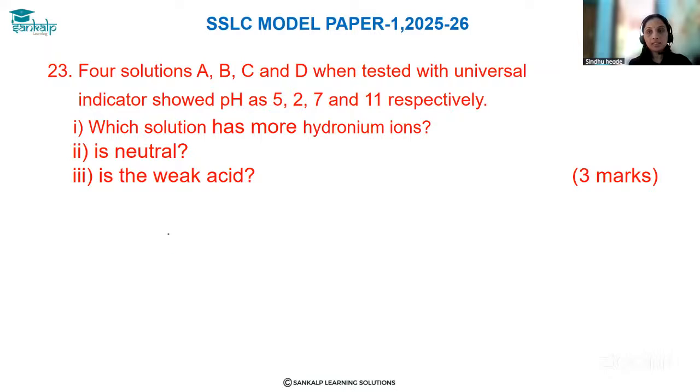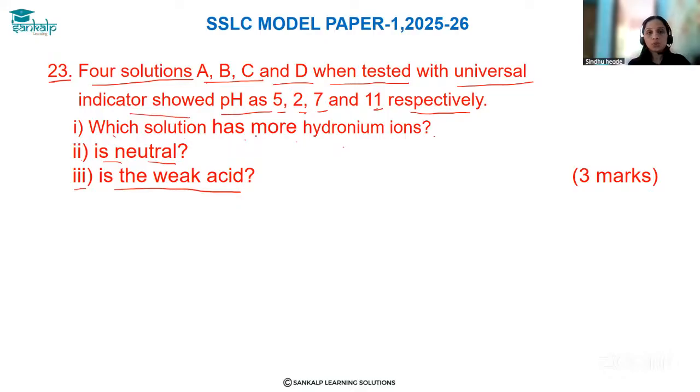Hello everyone. Let us see the 23rd question. Four solutions A, B, C and D when tested with a universal indicator showed pH as 5, 2, 7 and 11 respectively. Find out first one, which solution has more hydronium ions, second one, which is neutral, and third one, which is the weak acid. See, this is the question.